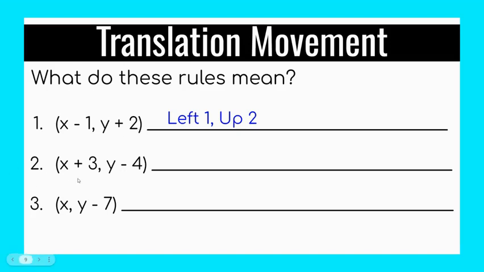For X here, I'm adding 3. So I must be moving to the right. Y, I'm subtracting 4. I'm moving down. Here, X is just by itself, so there's no change, so I'm not moving left or right. And here we have Y -7, so I'm moving down 7.